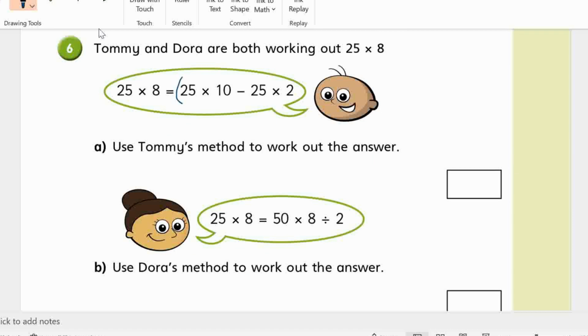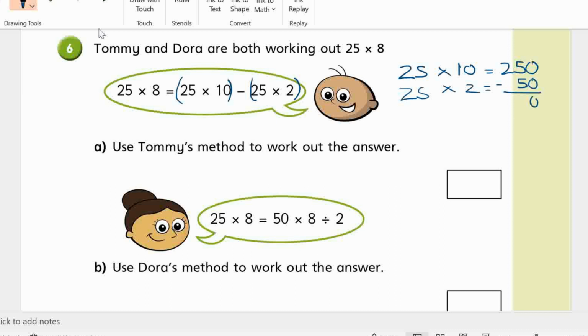Okay? So what he's done is he's changed the 8 to a 10. But of course that's too many. So then he needs to subtract 2 times 25. Well, let's go through it. 25 times 10 equals 250. Good. And then we have to take away 25 times 2. What's 25 times 2? So 25 times 2 is 50.